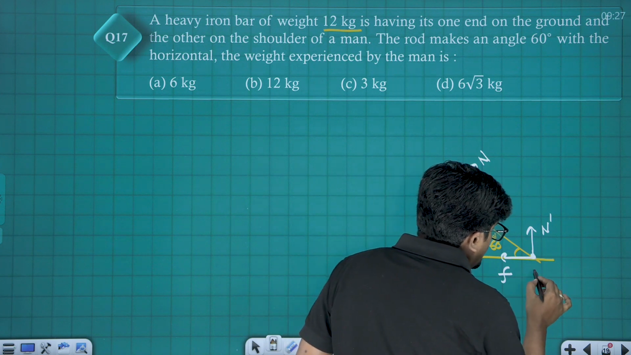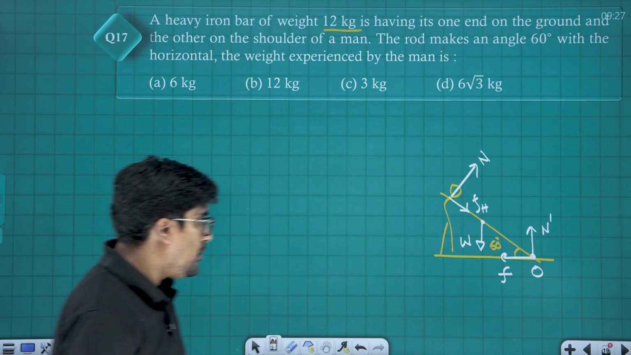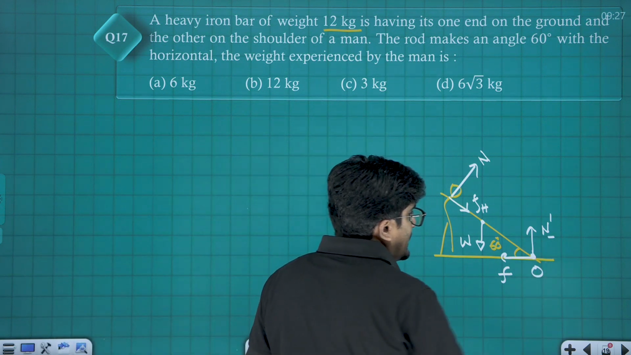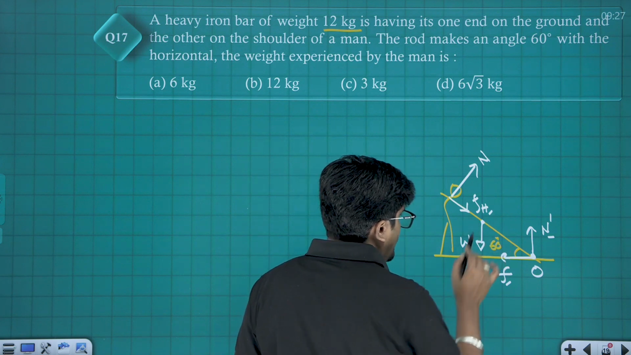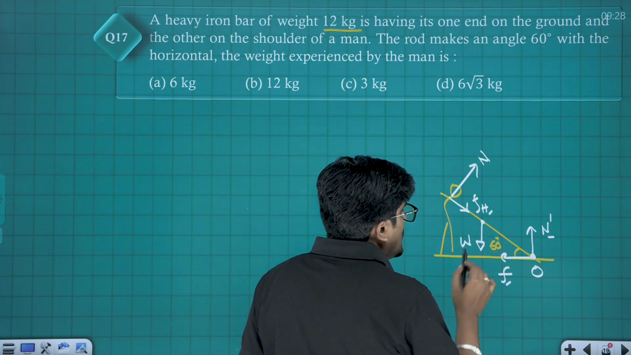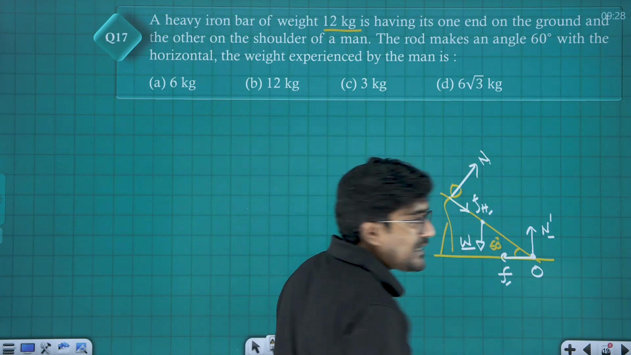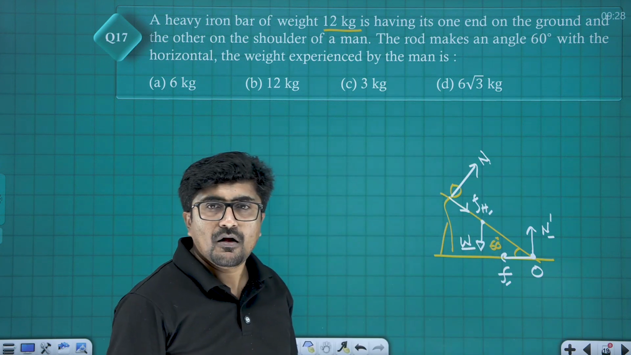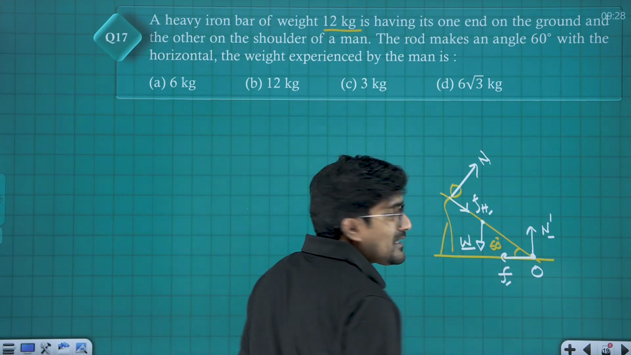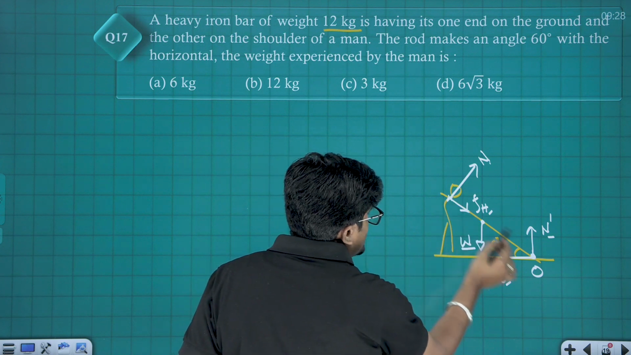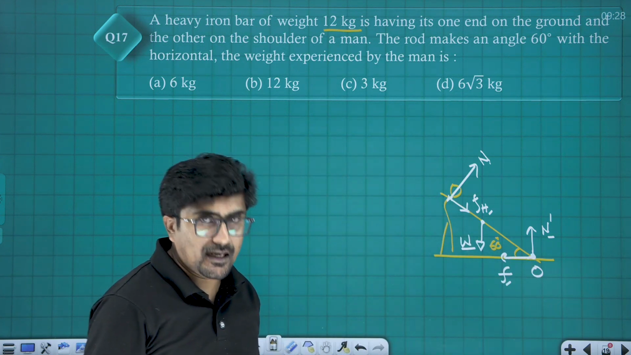So if I take torque with respect to the point O, torque due to N dash is going to be 0, torque due to small f is going to be 0, torque due to FH is also going to be 0. So the non-zero torque is going to be offered by W plus this normal reaction, and that normal reaction is going to be the final answer for us. All right. So to ease the calculation, the length of the rod, I'm going to take it as 2 times L.